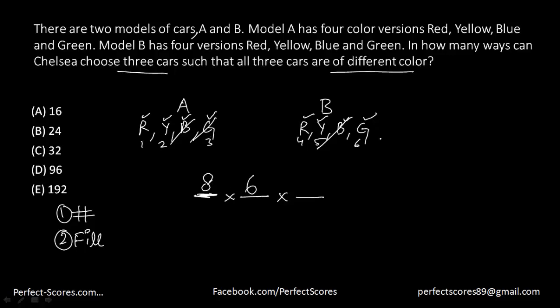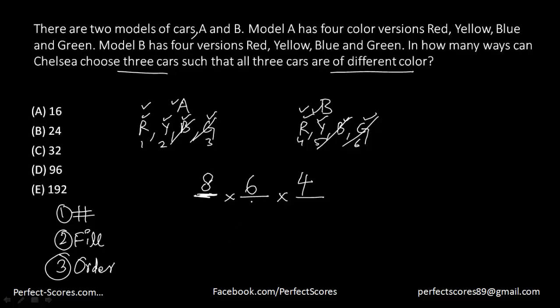Now let's suppose she chooses the green car. If she chooses the green car from here, the green car from here is gone. Then how many different options does she have now? 1, 2, 3 and 4. That means she has 4 different ways to choose the third car. Now step 3 would be to ask yourself, does the order matter, right?